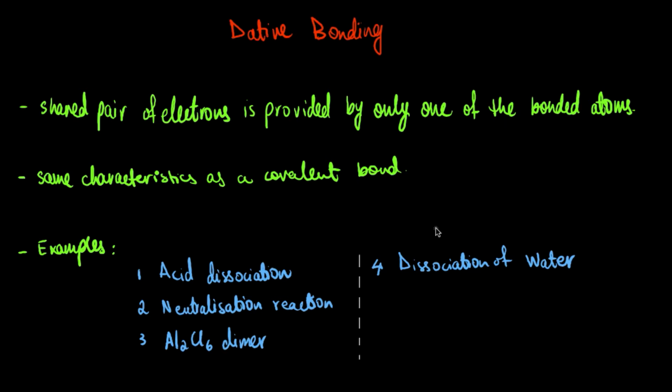Now, for dative bonding to take place, the donor atom must have at least one lone pair of electrons, and the acceptor atom must have at least one vacant orbital in its outer shell. Now, to see how this gets inculcated in chemical reactions, we will be looking at 4 examples to make sense of this theory. The examples are as following: acid dissociation, neutralization reaction, Al2Cl6 dimer, and dissociation of water. In this video, we will be covering the first 2 examples.